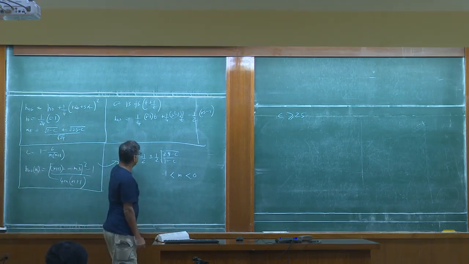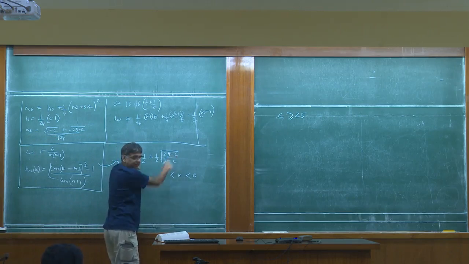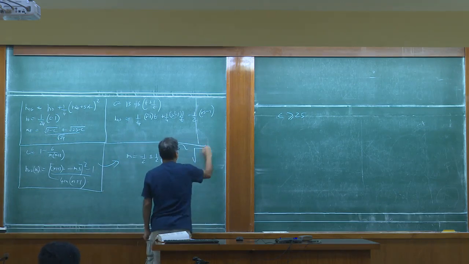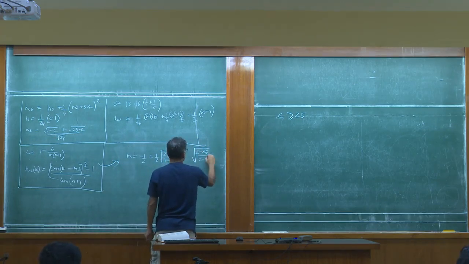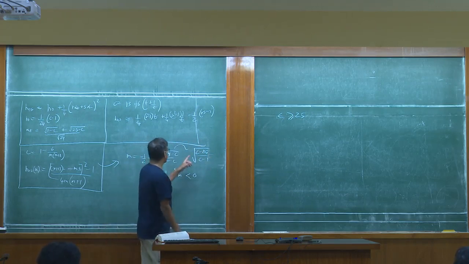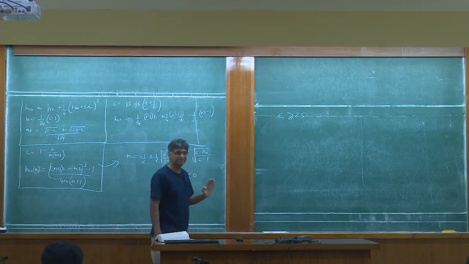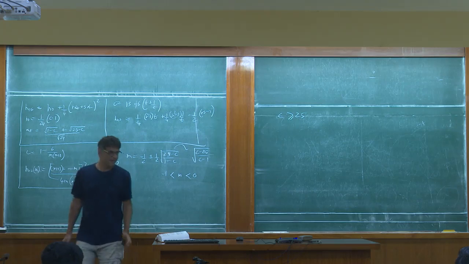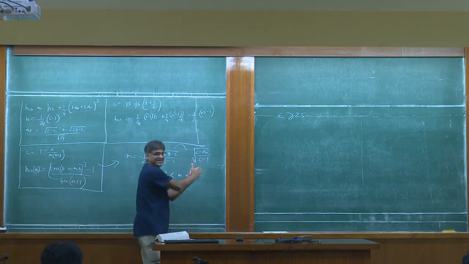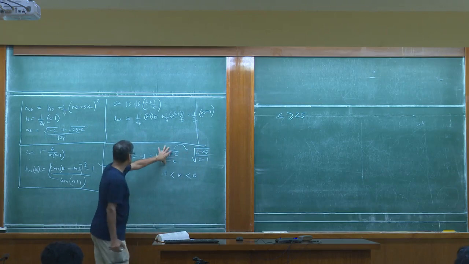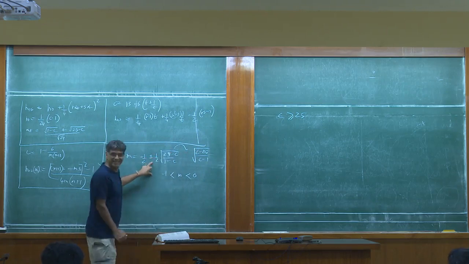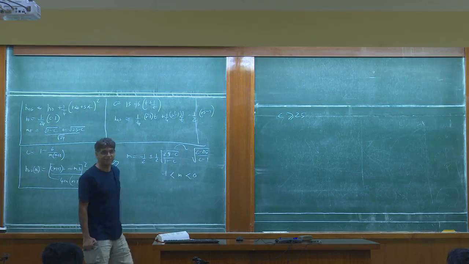So let's see. Suppose C is greater than 25, then both these are negative quantities. So we can write this as the square root of (C minus 25) divided by (C minus 1). Clearly, this quantity starts off when C is equal to 25 at 0, and when C goes to infinity, goes to 1. So this quantity is bounded between 0 and 1. Therefore, this quantity is bounded between 0 and half.